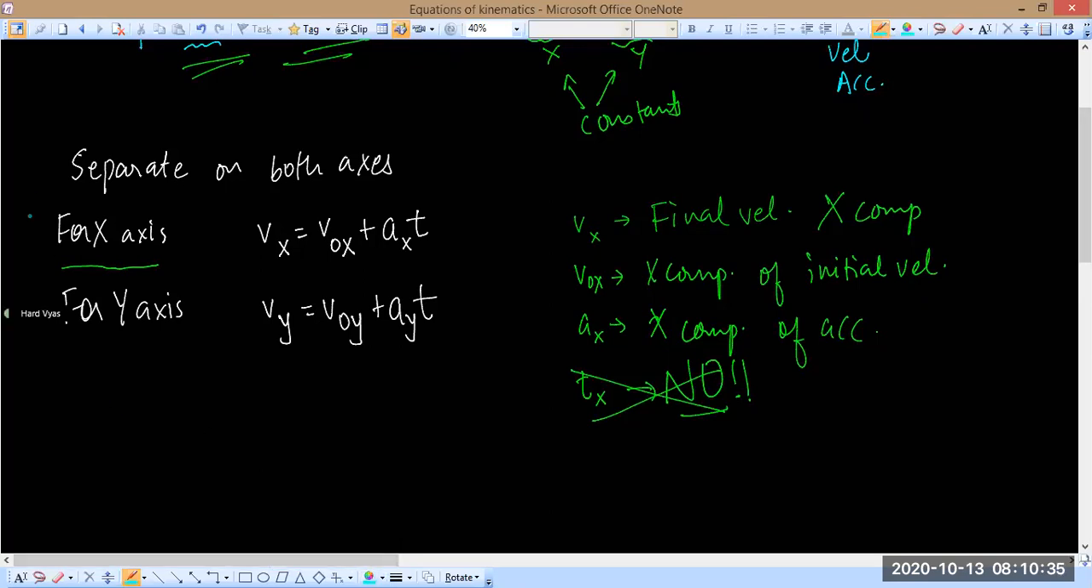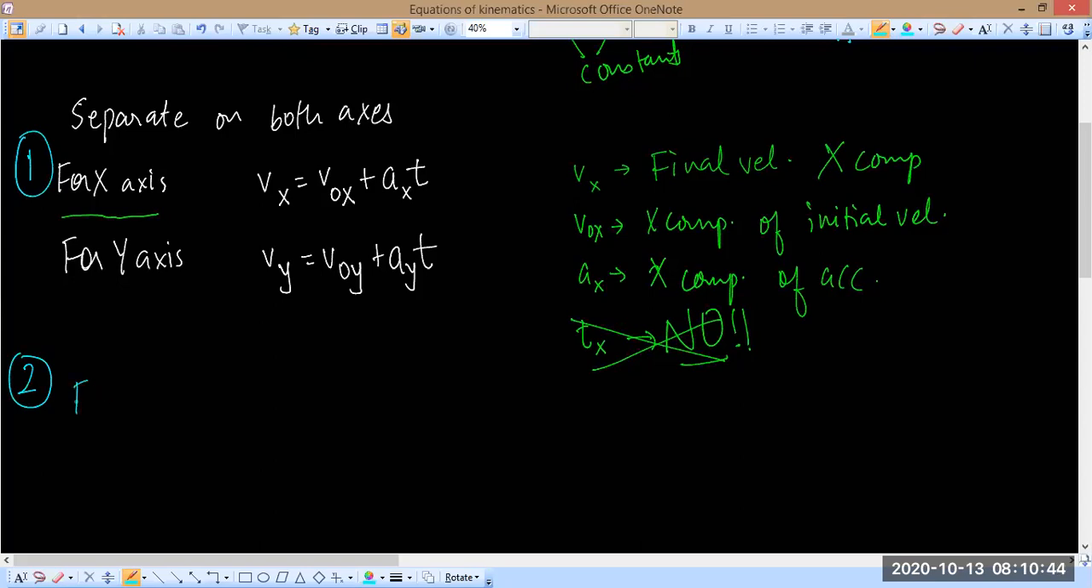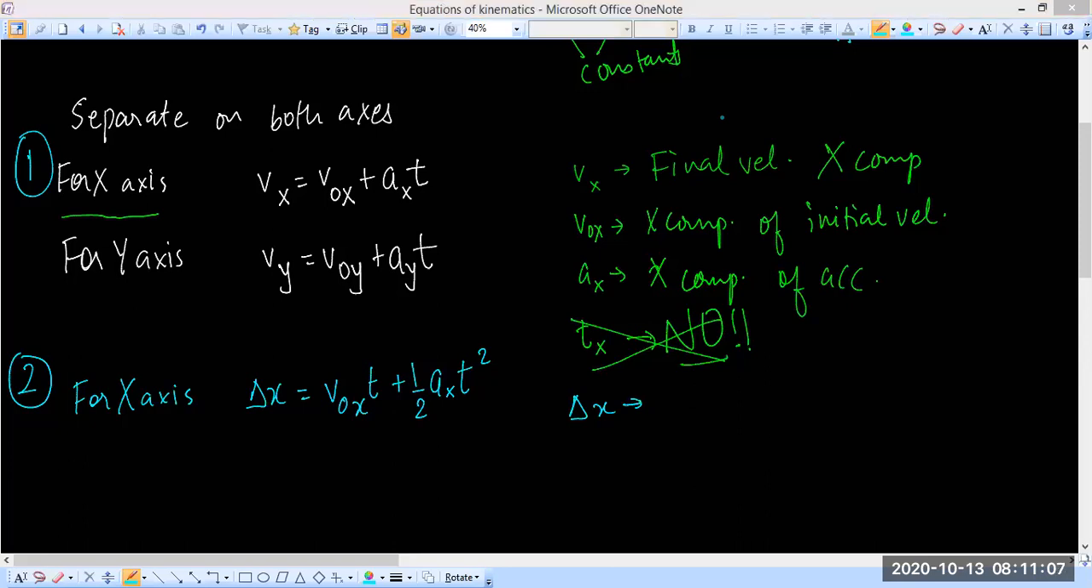Now suppose you want to write the second equation. If you want to write the second equation for x-axis, how would you write it? Delta x equal to v0x t plus half ax t square. I hope that is clear. So what is delta x here? Come on, can you tell me the meaning of delta x? Displacement is not correct.